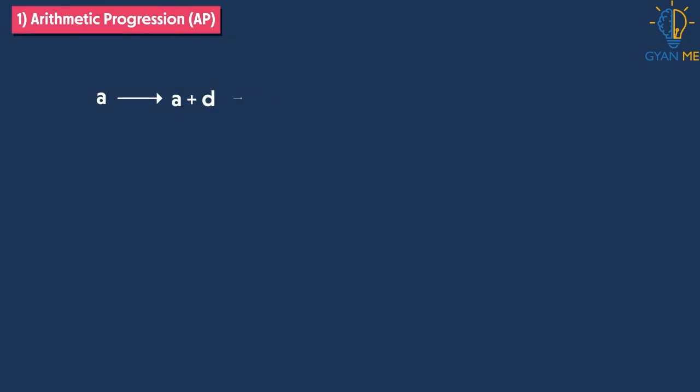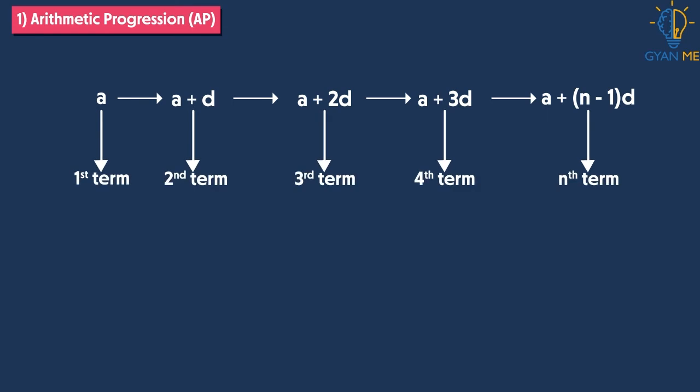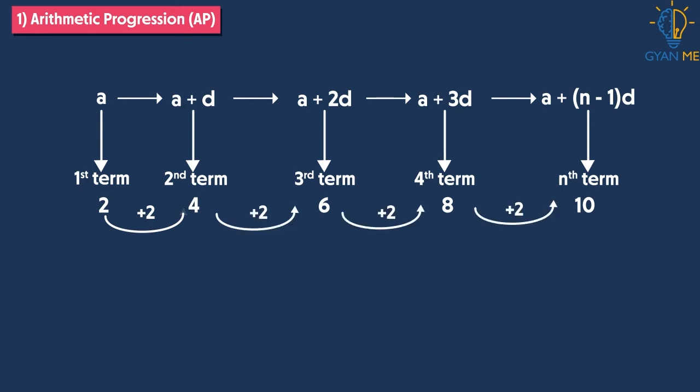Arithmetic progression is a sequence of numbers in which each successive term is the sum of its preceding term and a fixed number. This fixed number is called a common difference. It is also represented as AP in short. The example of AP is 2, 4, 6, 8, 10 and so on. Here, the next term is obtained by adding 2 to the previous term, and so 2 is the common difference here.